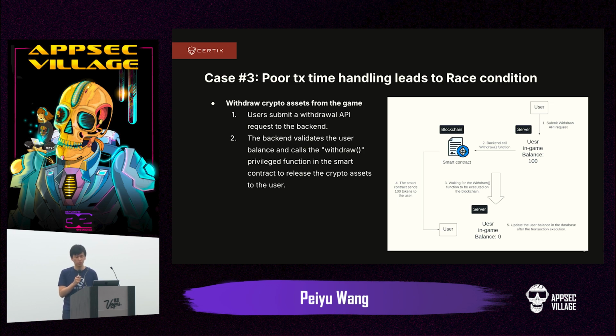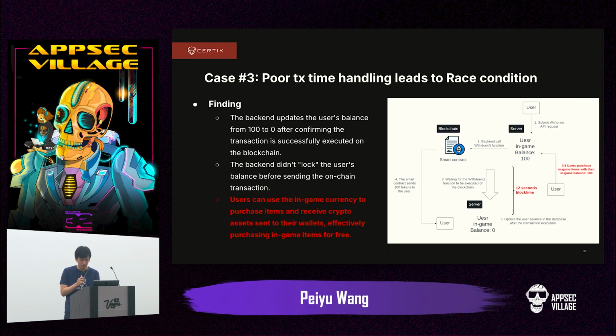The withdraw workflow works by users submitting a withdraw API request to the backend, and the backend verifies the user's balance and calls the privileged withdraw function in the smart contract. After the transaction finishes, the tokens arrive in the user's on-chain wallet, and the backend updates the user balance to 0. The problem here is that the backend updates the user balance only after the transaction is successfully executed, and it didn't lock the balance when it sent the on-chain transaction.